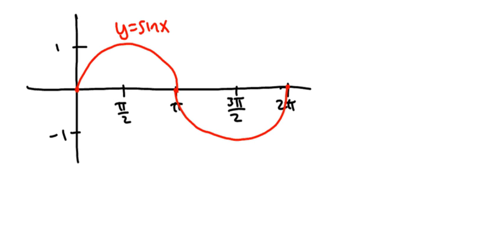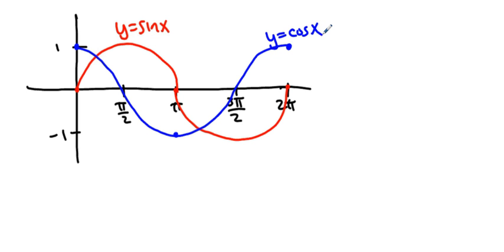The cosine graph looks just like it, except it starts high and ends high and hits bottom somewhere in the middle. So we end up with the same graph, but shifted to the left, or if you like, to the right. That's the cosine graph.